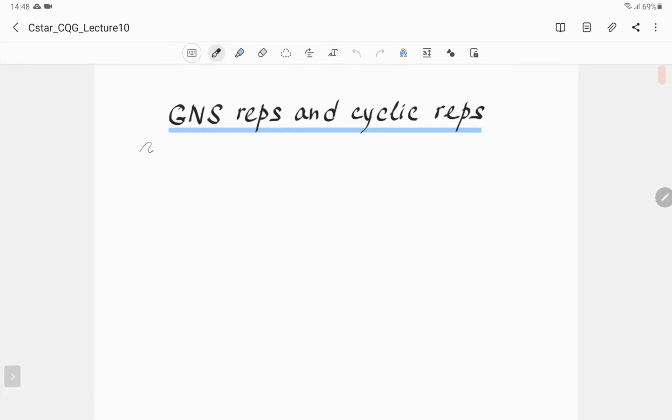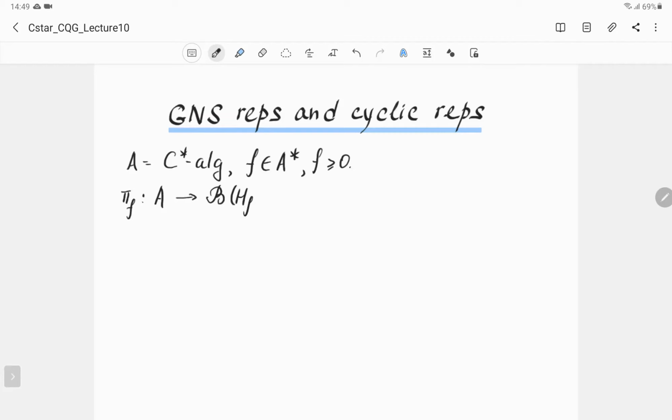Suppose that we have a C-star algebra A, and suppose that f is a positive linear functional on A. And as usual, we denote by pi f the respective GNS representation of A, the GNS representation associated to the functional f. Let's recall some notation.